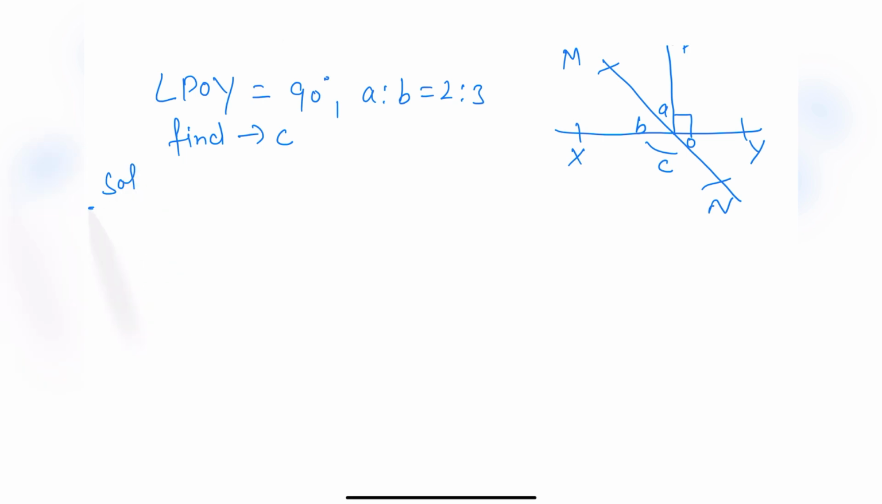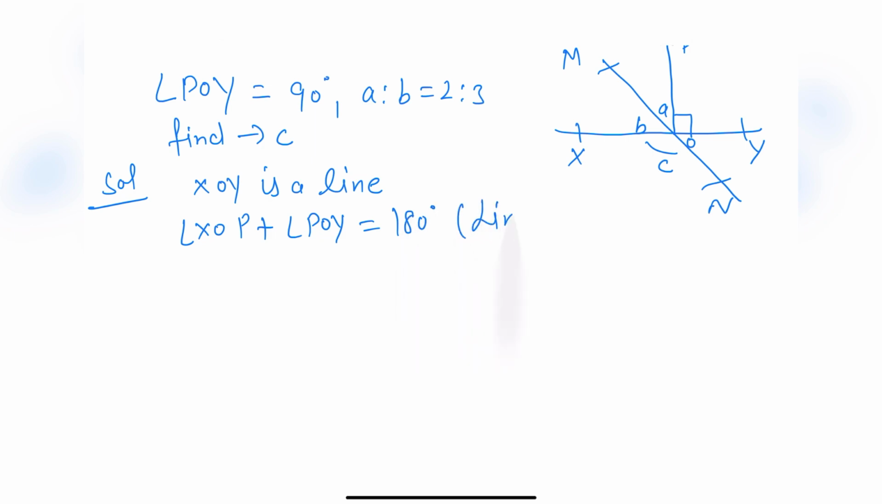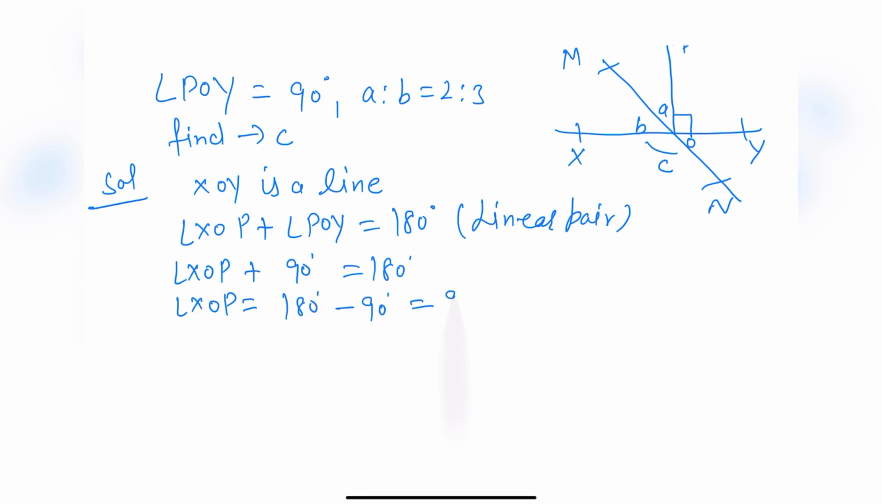So the solution is, as XOY is a line, so it means angle XOP plus angle POY is equal to 180 degrees, linear pair, and POY is given as 90 degrees. We put the value. Now we find the value of XOP, that is 180 minus 90 degrees, which is 90 degrees.